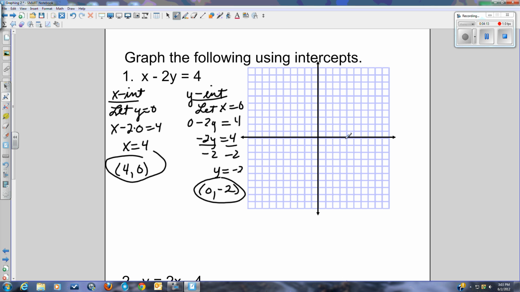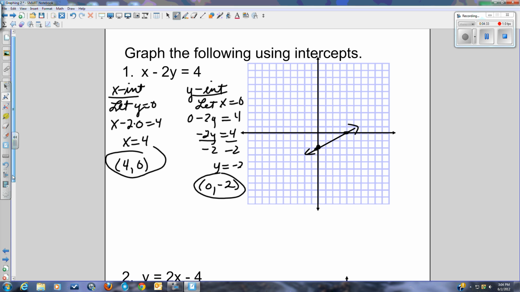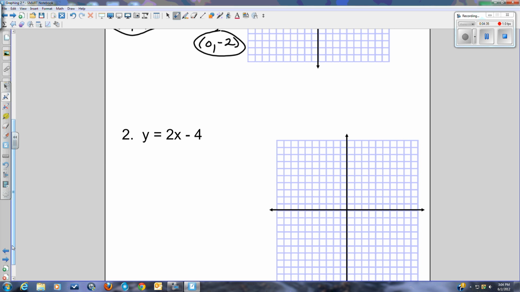4, 0. Go to the right 4. 0, negative 2, just go down 2 on the y-axis. Draw your line, and put your arrows on the end. And there you have it. I like that better than making a table. In the long run, it's up to you which way you prefer.